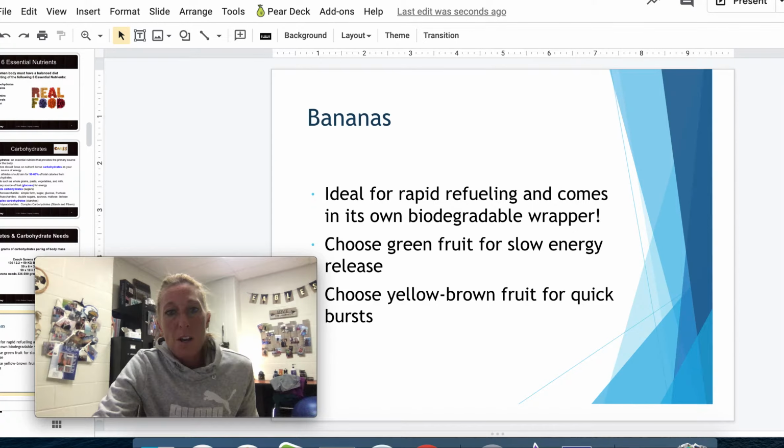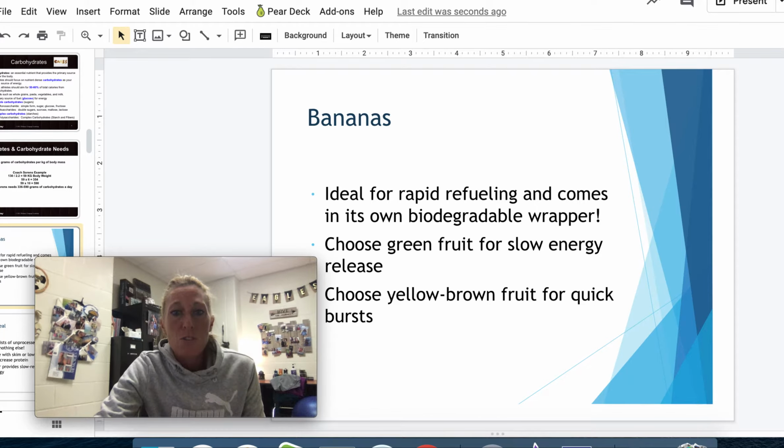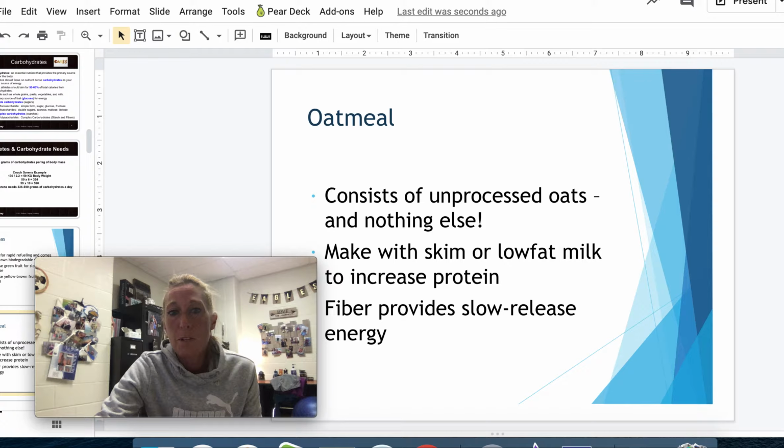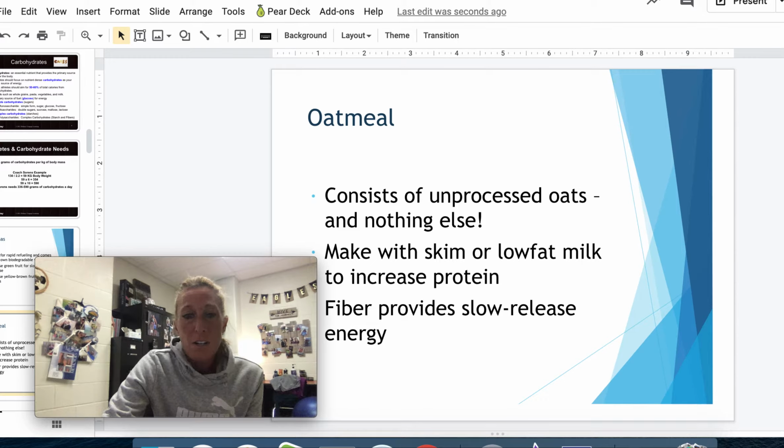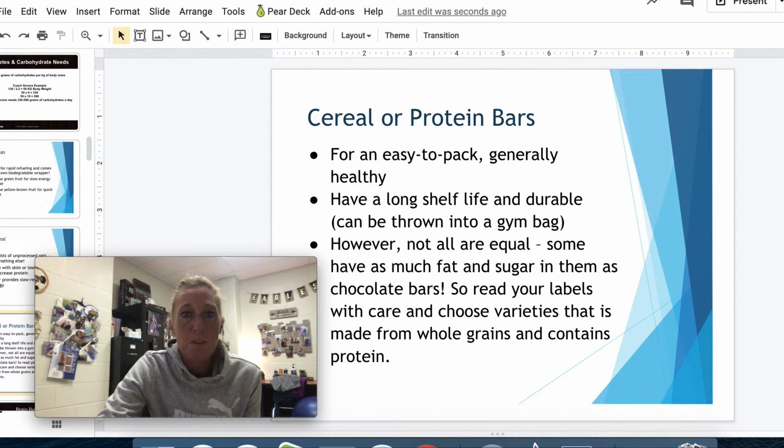Some examples, bananas are good. They're ideal. Rapid refueling comes in its own biodegradable wrapper. You can put that in your bag. Choose yellow-brown fruit for quick energy burst. Oatmeal consists of unprocessed oats and nothing else. Make it with skim or low-fat milk to increase your protein. It also has fiber, which provides slow-release energy. It keeps you full longer. Use that energy over a period of time.